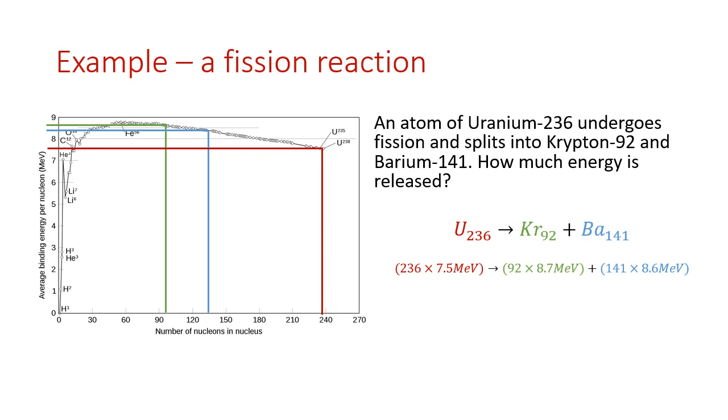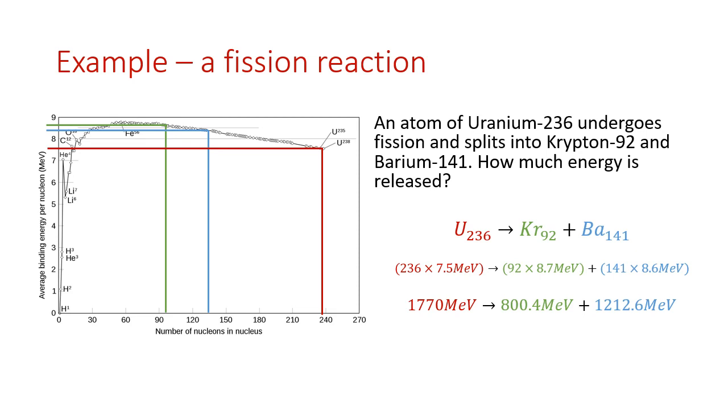Now uranium is going to give us, let's read that off the graph, about 7.5 mega electron volts. Krypton is going to give us 8.7 mega electron volts, and barium about 8.6 mega electron volts. So we've got a bit of a difference between what we start off with in terms of binding energy and what we end up with. So we should get some energy released. Not quite as much as with fusion, because the slope isn't quite as steep.